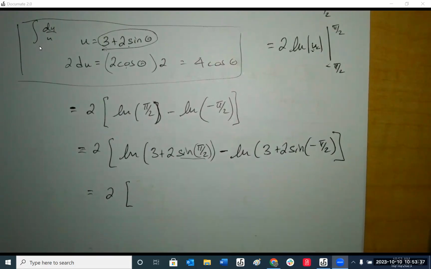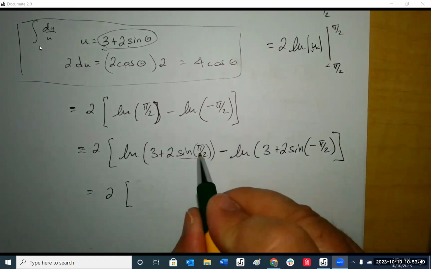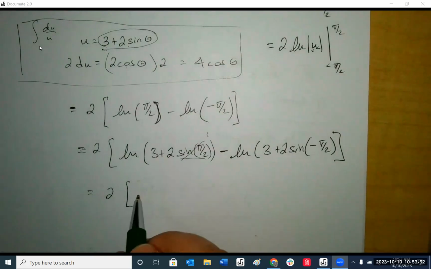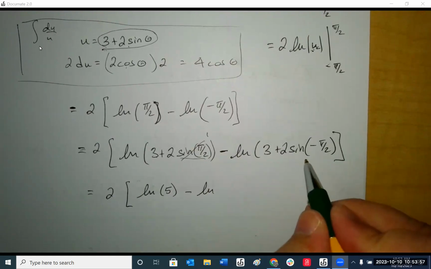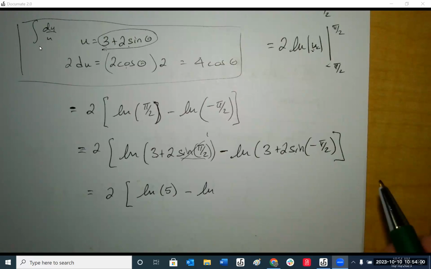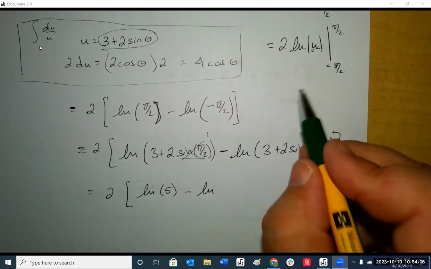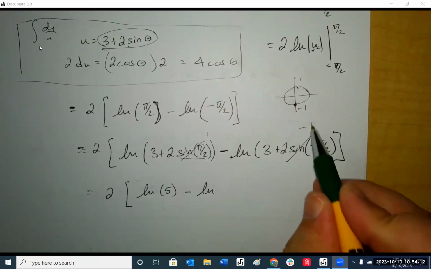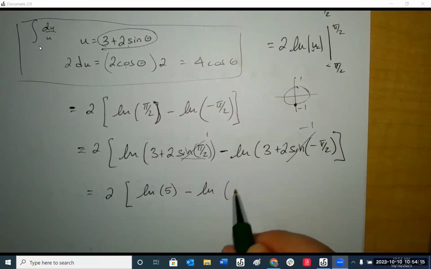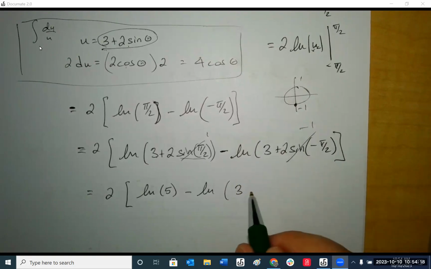What is sine pi over 2? One. So that's 1. So we have 3 plus 2, so we have ln of 5. The sine of negative pi over 2: negative pi over 2 is down here, so it's negative 1. So we have 3, 2 times negative 1 is minus 2.